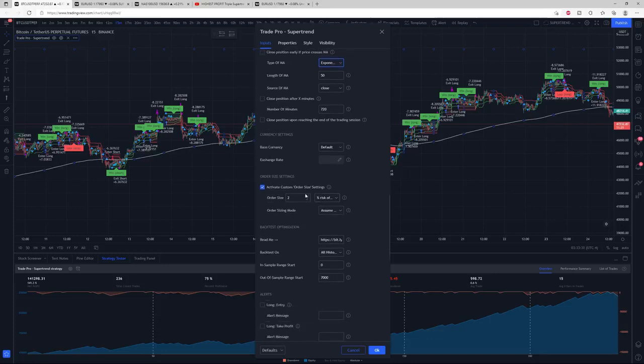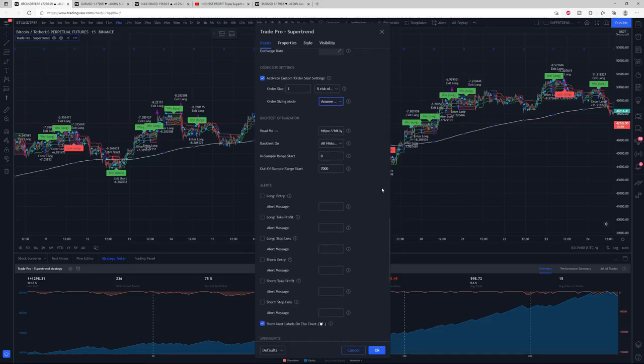We also have custom order size settings. So if you want the script to only risk 2% of your account equity per trade, you can do so, or choose whatever percentage you would like. You can also do percent of equity, cash, contracts, a number of different things here. There's even the option to assume the use of leverage, limit position size to the account size, or skip an entry if you can't afford the desired position size.